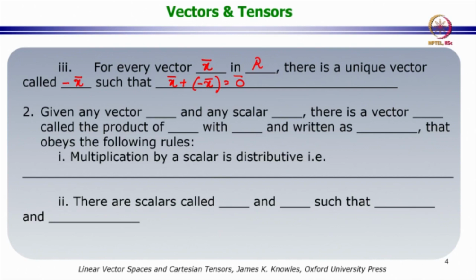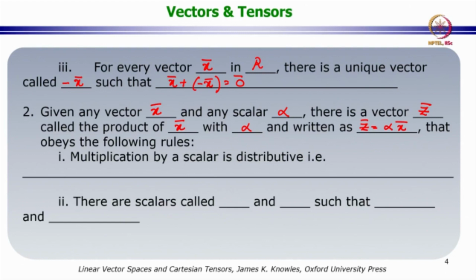Now we are going to do the rules of multiplication. So let us say given any vector x and any scalar alpha, there is a vector z that is called the product of this x and alpha. So I am first defining the product of a vector with a scalar, and this is written as z is equal to alpha times x bar. That obeys the following rules.